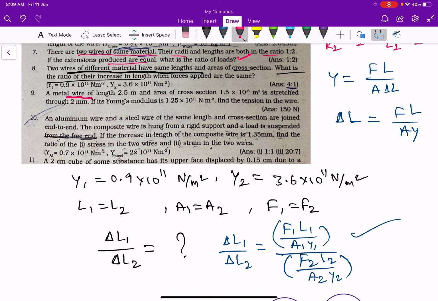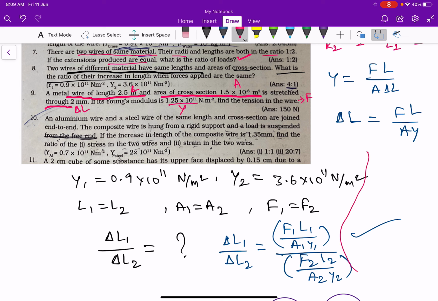Next, question number 9. A metal wire of length 2.5 meter and area of cross section 1.5 into 10 to the power of minus 6 meter square is stretched through a delta L that is given. This is delta L, this is the area of cross section, this is the length 2.5, and Young's modulus is also given. Find the tension in the wire. So we need to find out the force.